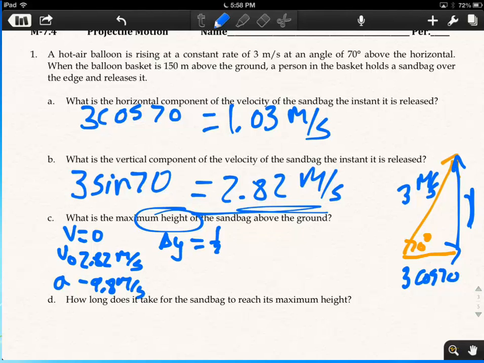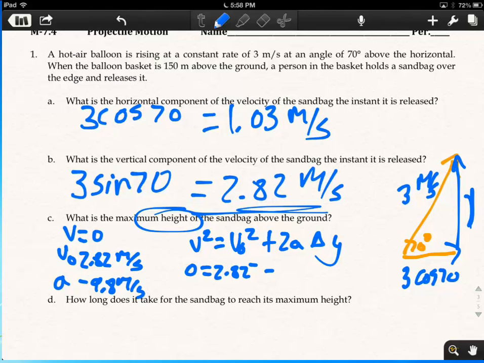So change in y equals 1/2... We could do 1/2 at squared, but then we'd need the time, and so that doesn't work for me. So instead, I'm going to say final velocity squared equals initial velocity squared plus twice the acceleration times the change in position. This will let me calculate it because I know 0, I know 2.82, I know plus 2 times negative 9.8, and that'll let me find delta y. Okay, so 2.82 squared divided by 19.6 is 0.41. So my change in position is 0.41 meters, which is not the answer to my question.